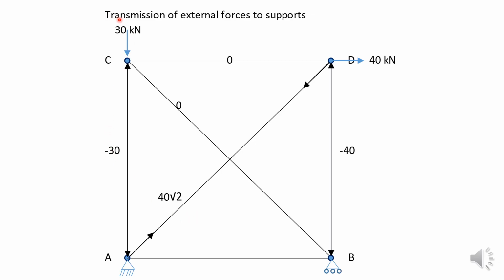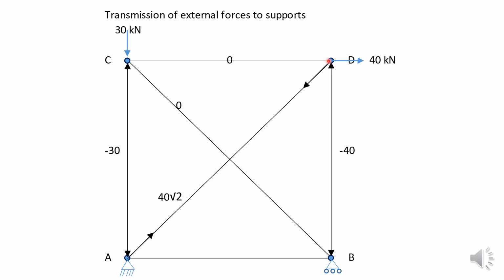The first step, as usual, is the transmission of external forces to the supports. So you have these loads here of 30 kilonewtons. This was in the first slide. And 40 kilonewtons horizontally at D. Now you can think of the vertical 30 kilonewtons going straight through this member AC. So this member will have a compressive force of 30 kilonewtons. We denote the compressive forces by a negative number.